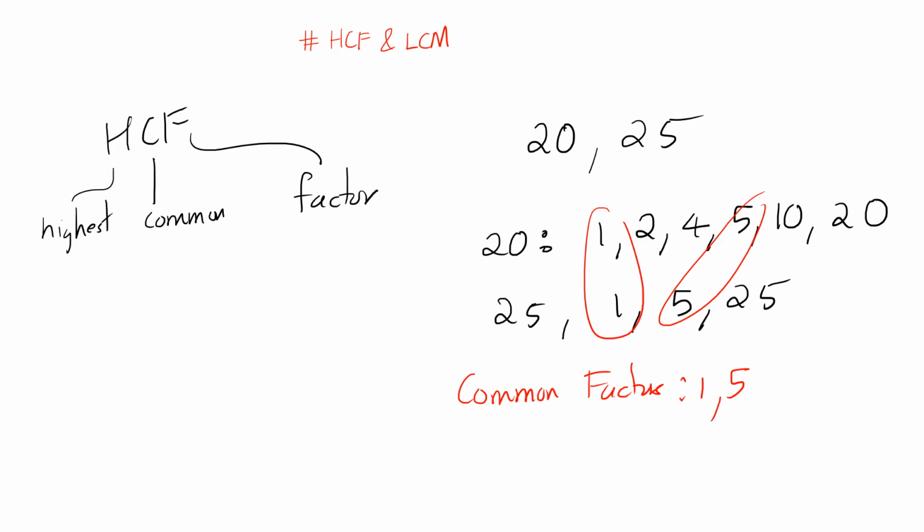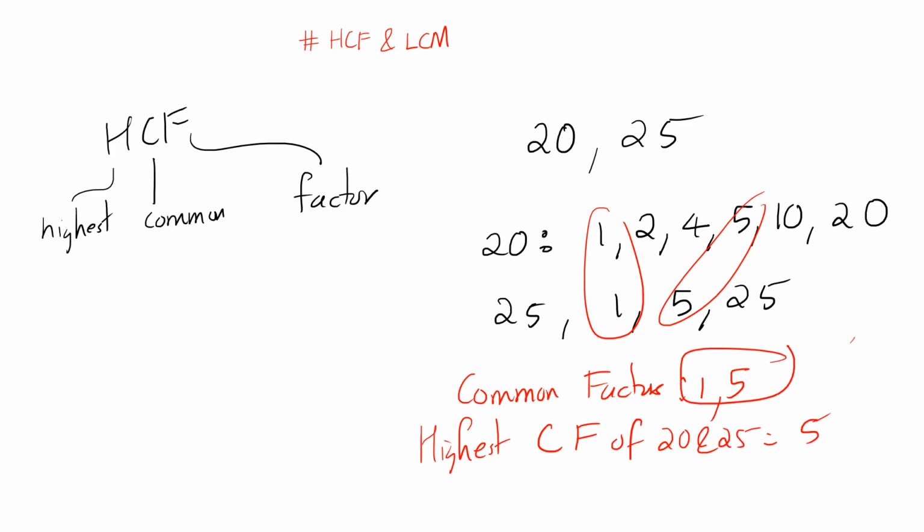And what is the highest common factor of 20 and 25? That would be 5, because among the common factors, 5 is the biggest, 5 is the highest. So that is what we mean by highest common factor. I hope it's clear.